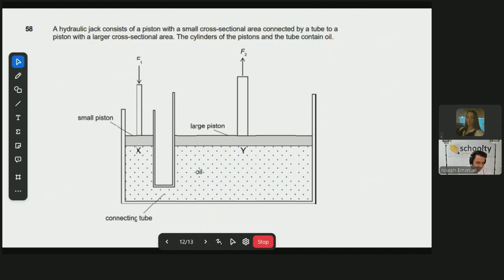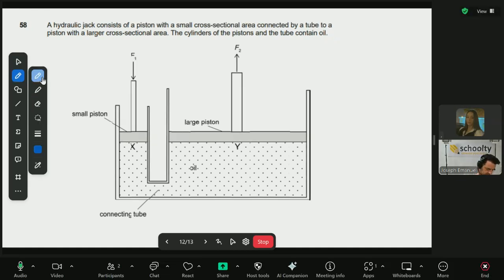Question 58. A hydraulic jack consists of a piston with a small cross-sectional area connected by a tube to a piston with a larger cross-sectional area. The cylinders of the piston and the tube contain oil. Okay, so you have Pascal's principle.